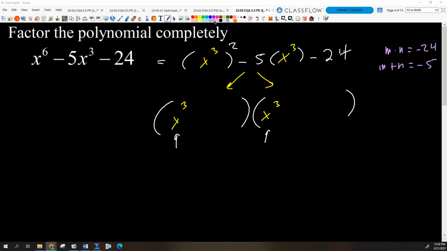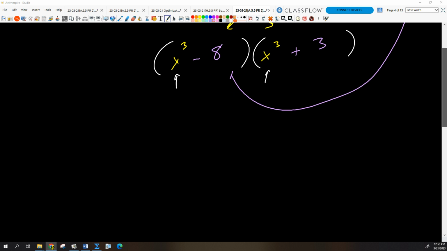Okay, so we could do something like this then. We could split this up so that becomes a minus 8 and that becomes a positive 3. Okay, but we have to ask ourselves, can we go further, right? We always have to ask that. Are we done factoring or can I break those factors up even more? Which one? Yeah, which one? The left one. Okay. How am I going to do that? What's that look like?